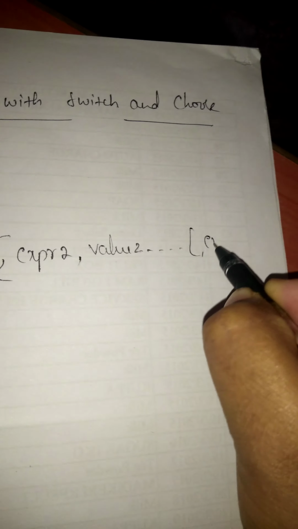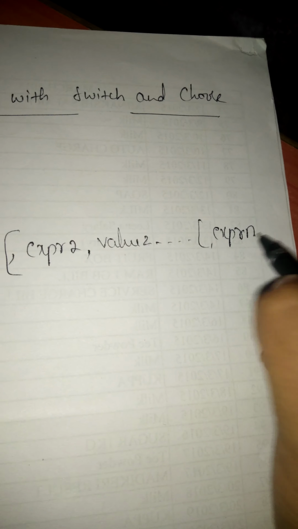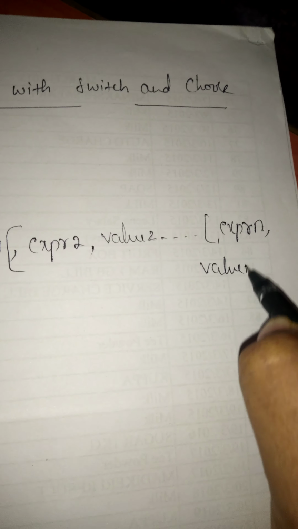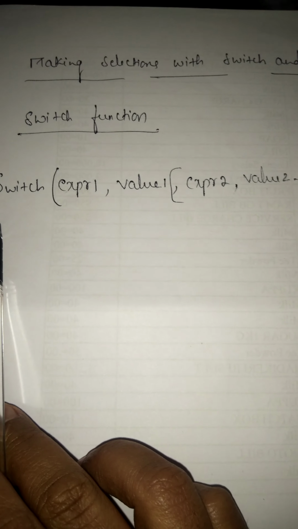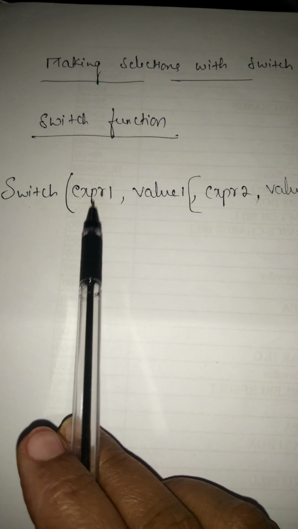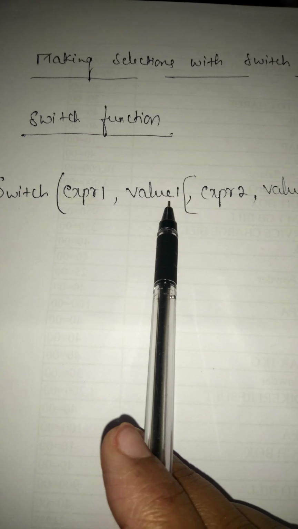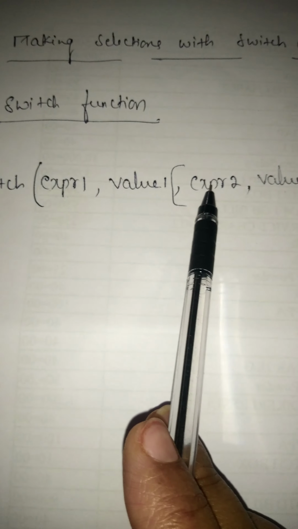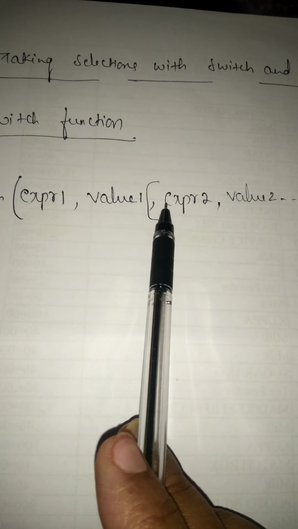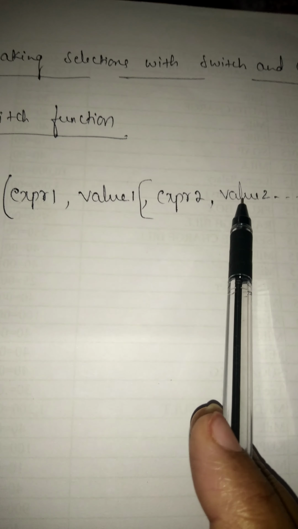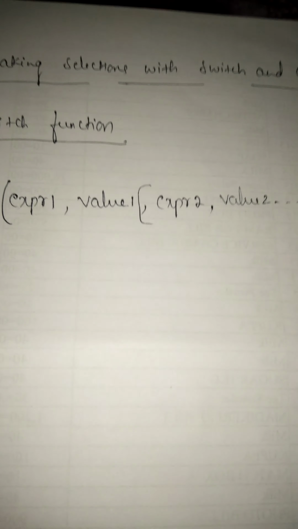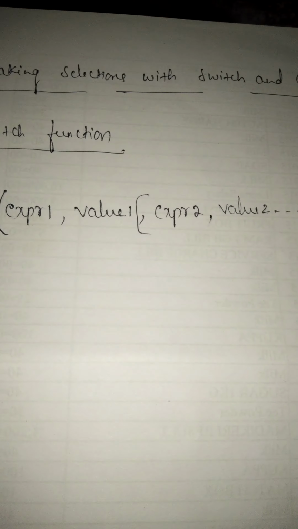Like that we will have expression n. If expression n is true, it will return value n. So this is the general syntax of the switch statement. First you write the keyword Switch, later you write expression 1. If this expression 1 is true, it will evaluate value 1. If it is false, it will go to the second expression, second condition. If this is true, it evaluates value 2, or else it will jump on to the next condition. So this is how the switch statement evaluates.